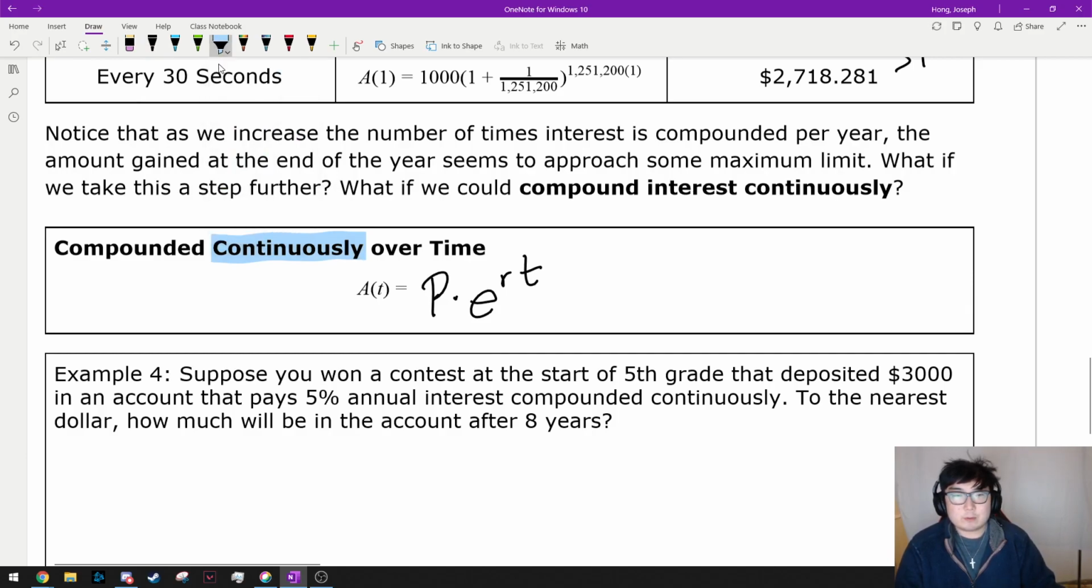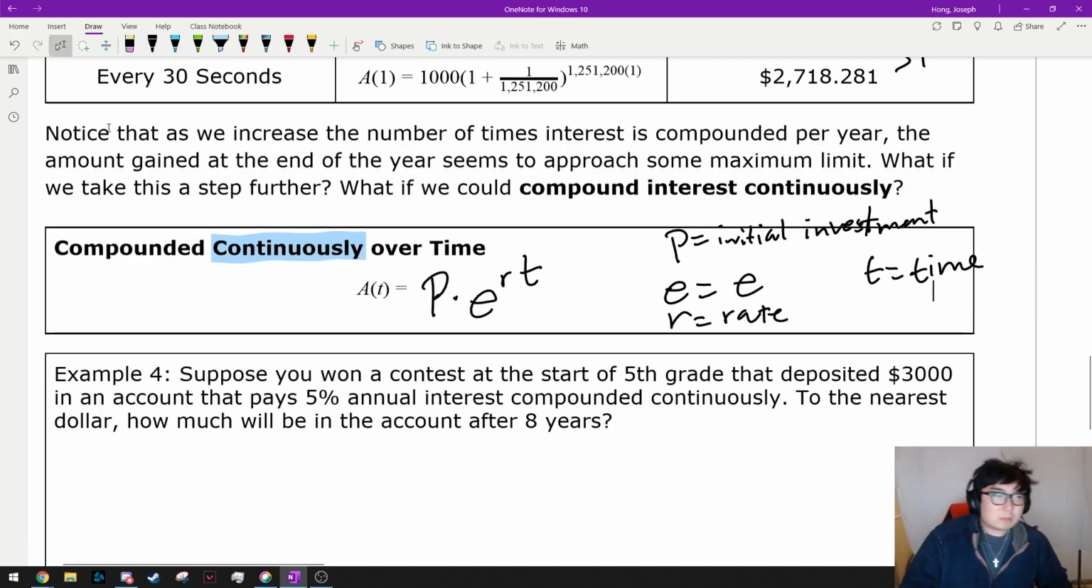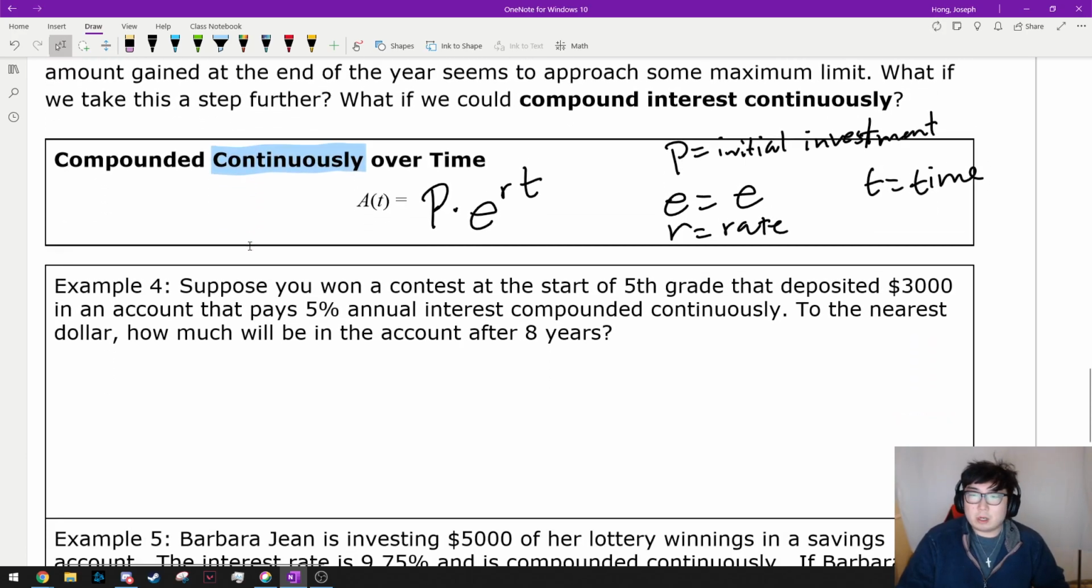And this is what we learned in the first 2 days of this unit, where I said that P is equal to the initial investment, e is e, r is equal to rate, and t is equal to time. So in example 4, suppose that you want a contest to start at the start of 5th grade and deposit $3,000 in that account that pays 5% annual interest compounded continuously. So once again, this word continuously is like your trigger word, as in you know that you use this PERT equation to help you out.